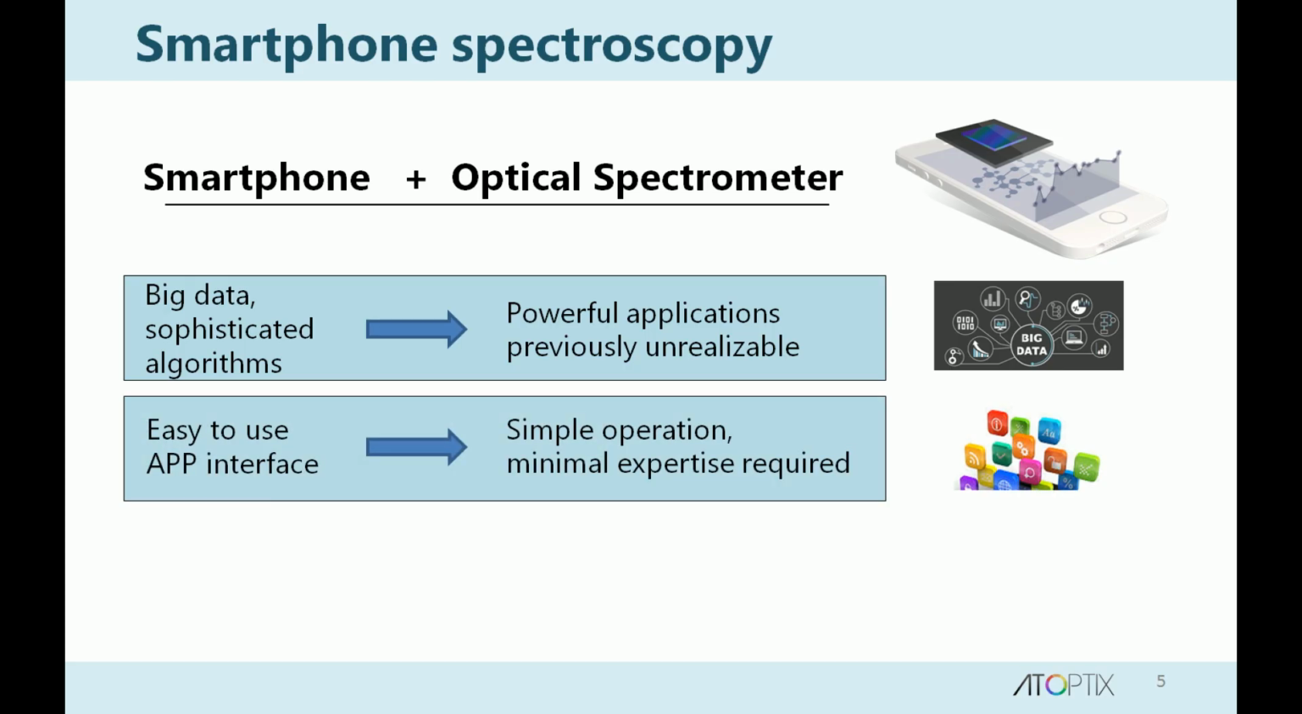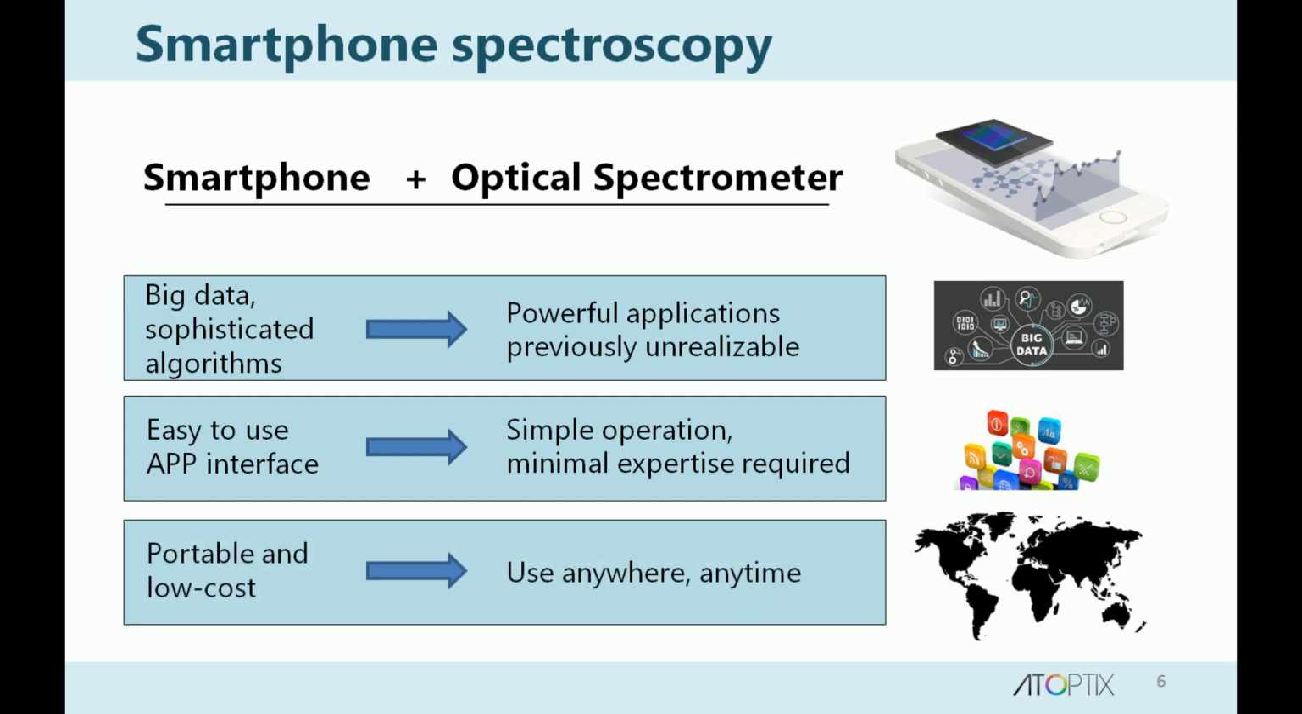Of course, there's the ease of use with a spectrometer, where you can design any app interface for particular applications. It's potentially a very simple operation, with minimal expertise required. I kind of dispel this expert feeling around spectrometers. And then, of course, portable and low cost. Any system that's going to work with a smartphone needs to be relatively low cost and portable, and this enables the capability to use it really anytime, anywhere.